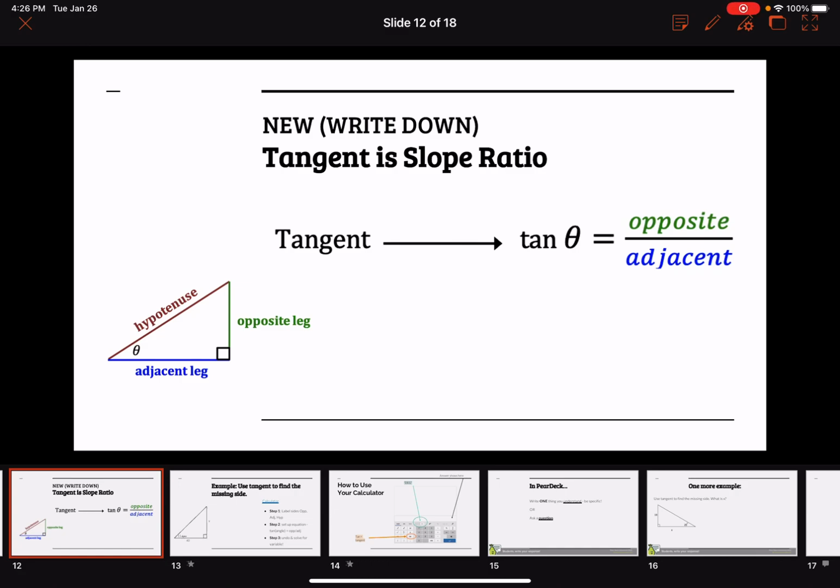Hi students, this video is to review how to use tangent, one of our trig functions, to find missing sides. Let's do some review first.